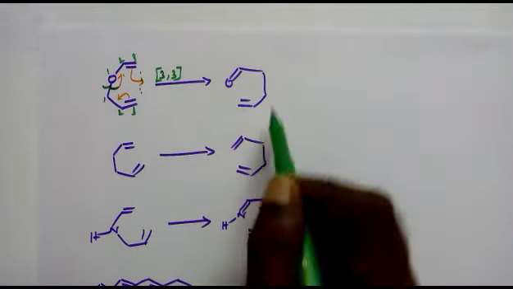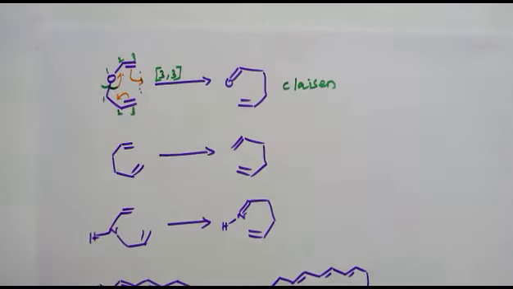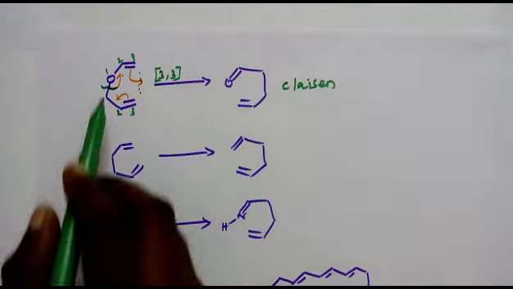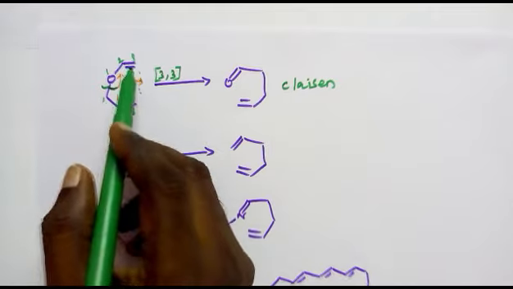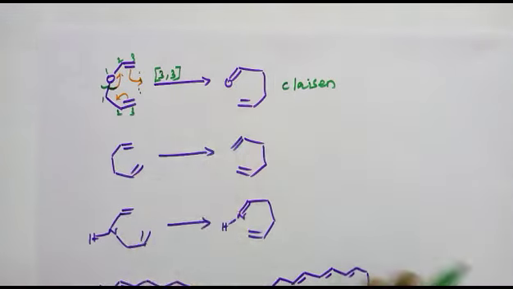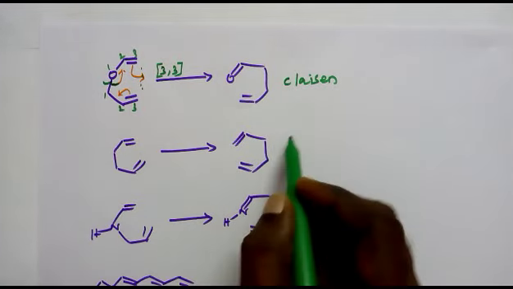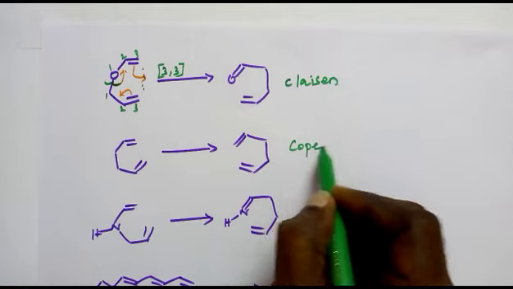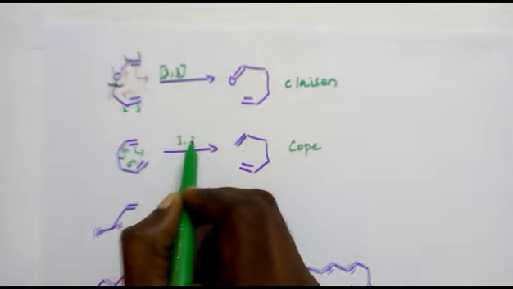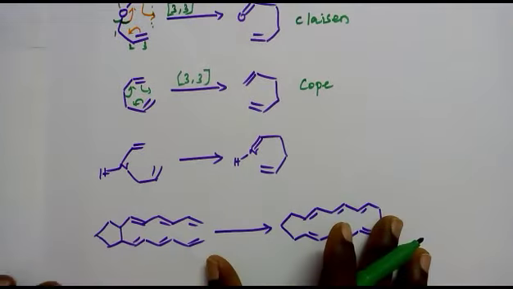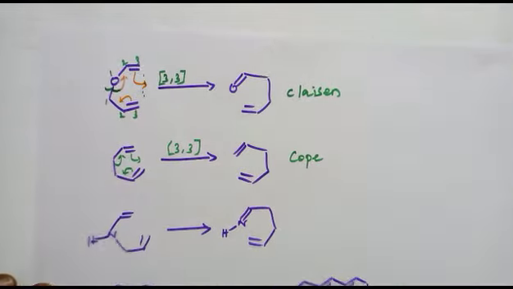This reaction is called the Claisen rearrangement. Claisen rearrangement, very important. And you see this one side is a vinyl ether and this side an allyl ether. Okay, allyl vinyl ether. Remember, allyl vinyl ether. Instead of oxygen, you remove the oxygen and put carbon. This reaction is called the Cope rearrangement. This is also a 3,3 sigmatropic rearrangement. And look at this one. Instead of oxygen, you put nitrogen.